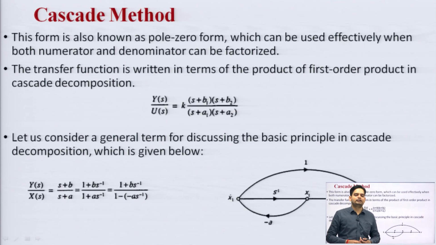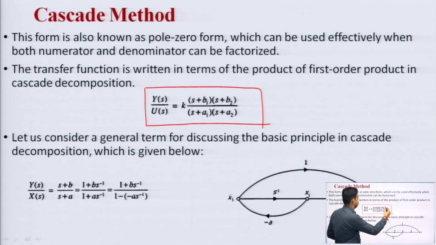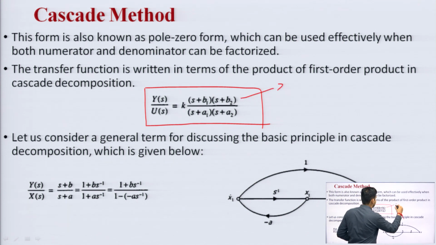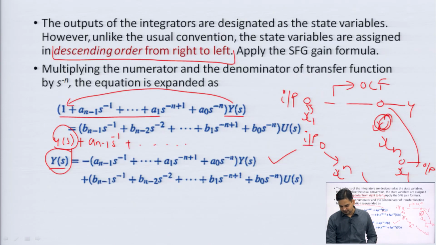Now, we will come to the next method, the cascade method. In the cascade method, our transfer function should be in factored form, or in terms of poles and zeros. The cascade method is also known as the parallel method. Here, we have to obtain our transfer function in factored form. The numerator gives us the zeros and the denominator gives us the poles.